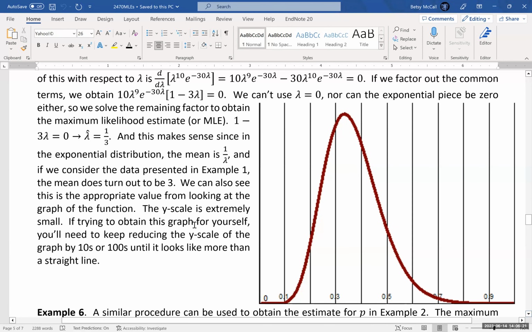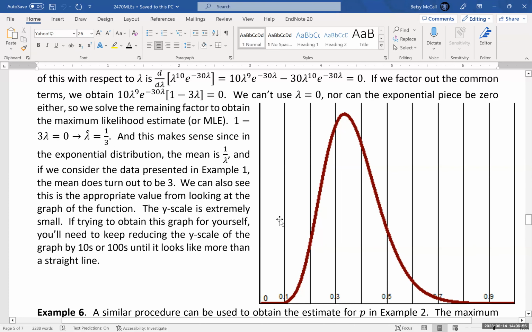Now, the relationship between the exponential distribution and the parameter lambda is that it's the reciprocal of the mean. And if you take the mean of our observations, they summed up to 30, we divide by 10, the mean is 3. And so this is consistent with the mean being 1 over lambda. If lambda is 1/3, our mean is 3. Again, that's a method of moments approach, but our answer for the MLE is consistent with that.